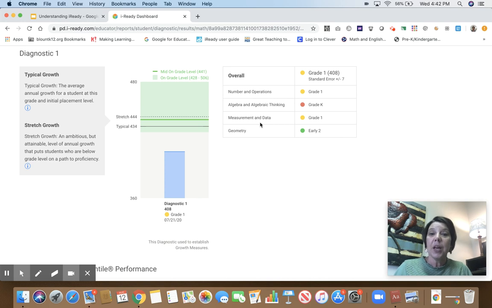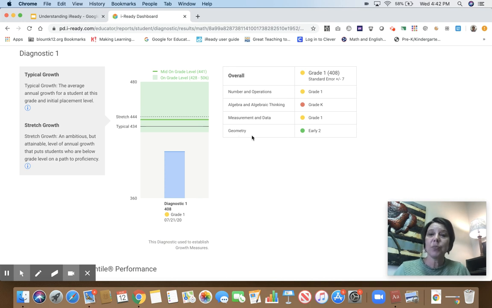Measurement and data is what you would think when you hear the word measurement. So it is our kids knowing how to use a ruler, how to tell time, how to count money. It is being able to read a chart or a graph. For our upper grades, it is understanding area and surface area and perimeter, and also being able to just look at data and understand it. So we can see here that Brian is 1 grade level below, needs a little bit of practice in that.